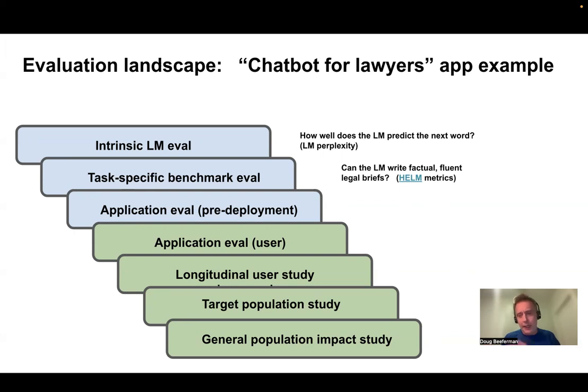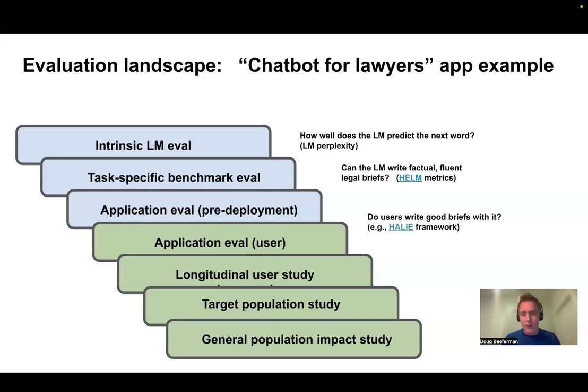So in the case of the chatbot for lawyers example, that could be like, how well does it write factual and fluent legal briefs? So I think in our third module, was it, where we discussed the holistic evaluation for language models paper, basically all of the metrics that were described in that paper would fall under this scope. Then the next two scopes here are really about the interactivity when you deploy the application to users.